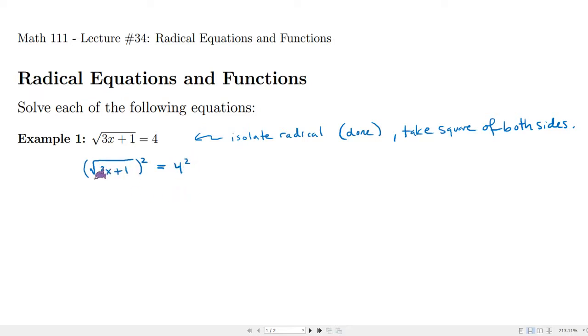And now you see, why would we do that? Well, the square of the square root will just give us what's under the root. So this will be 3x plus 1, and that's equal to 16. And then now this is like any equation that we've already encountered. So what would we do? Well, we'd subtract the 1 over to this side. So subtract 1, and we have 3x left on the left side equals 15. And then we'll divide by 3. And then we'll have x is equal to 5.